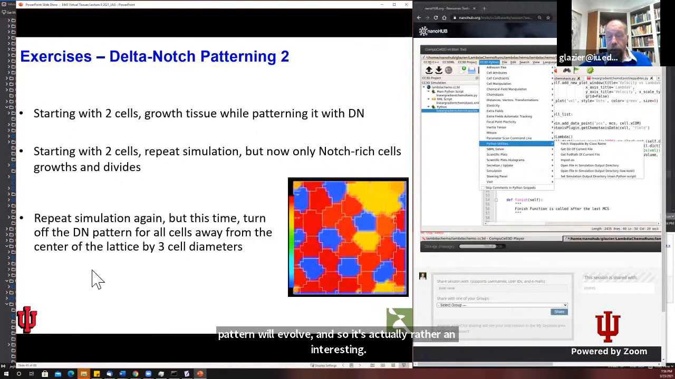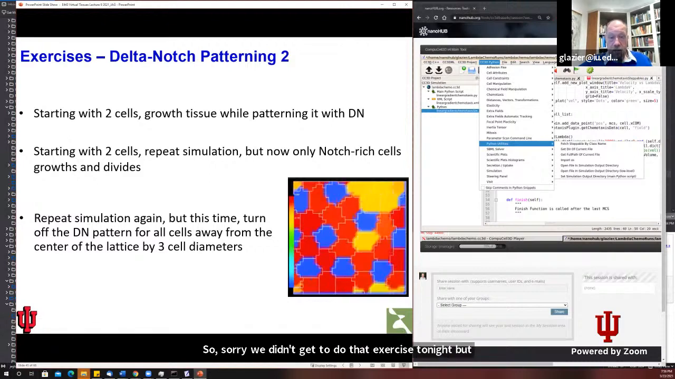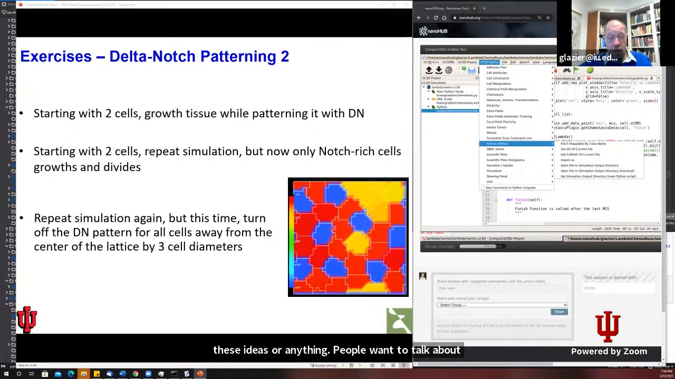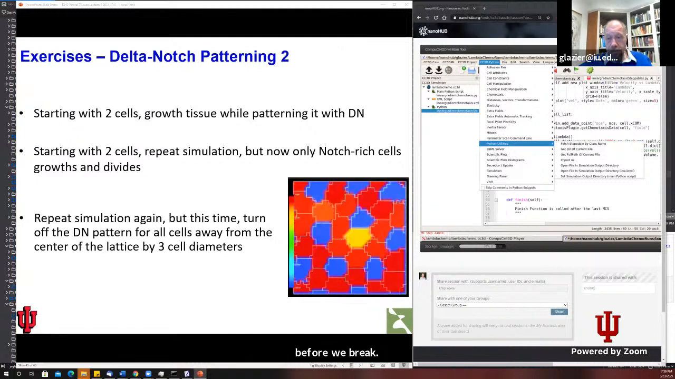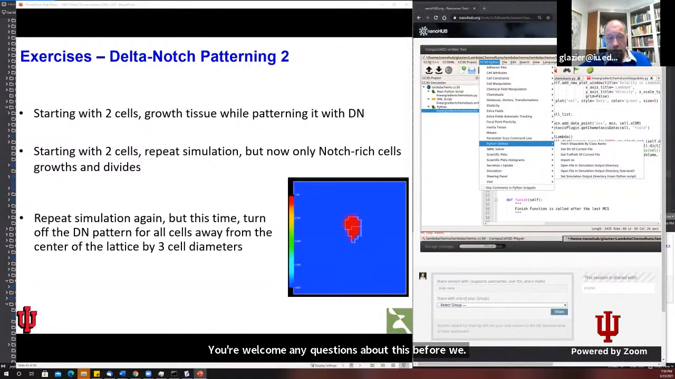So sorry we didn't get to do that exercise tonight, but I thought it's important to give some background on these ideas. Is there anything people want to talk about before we break? I'm sure people are tired and hungry, but you're welcome. Any questions about this before we break for the evening?